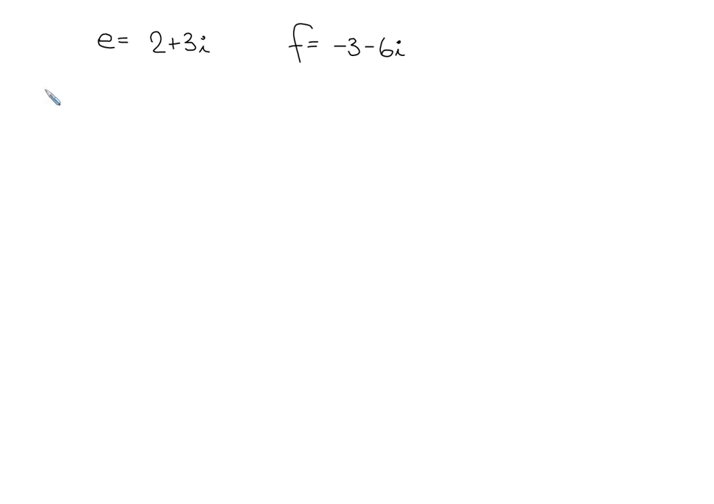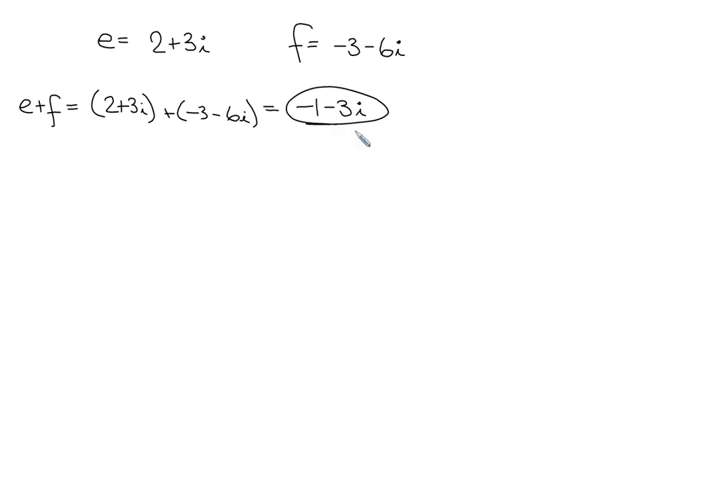We can do things with complex numbers like add them. We could do e plus f, which means we have 2 plus 3i plus negative 3 minus 6i. And i functions like a variable where we just combine like terms and we get negative 1 minus 3i. So it works exactly the way you would expect.